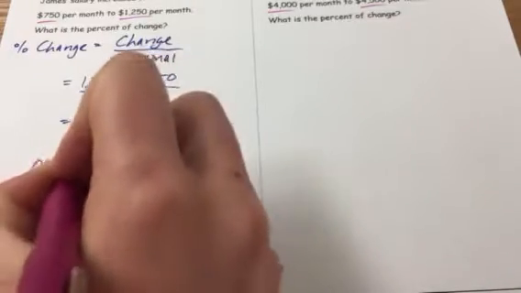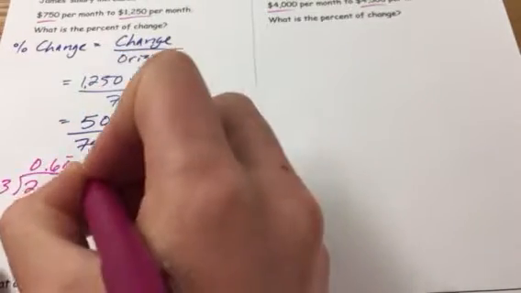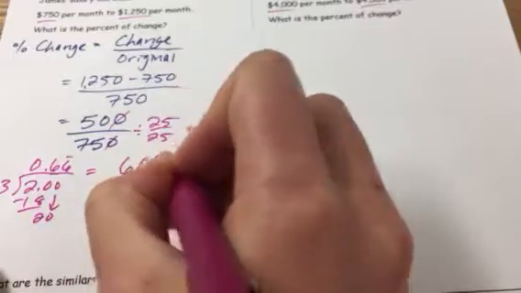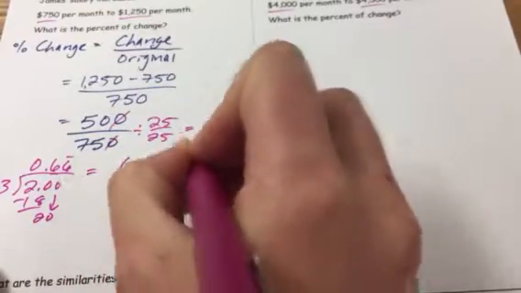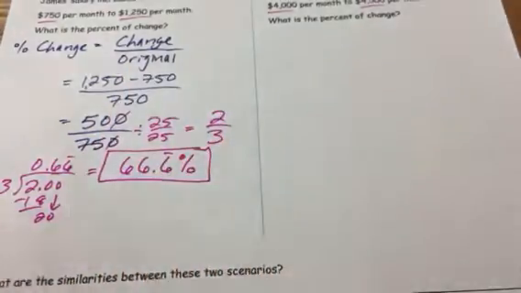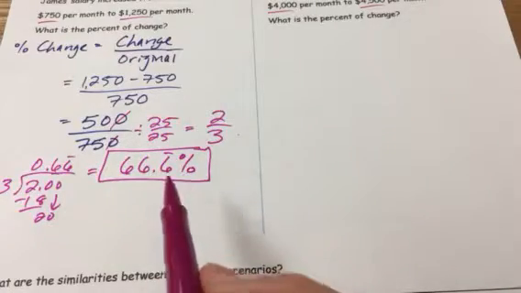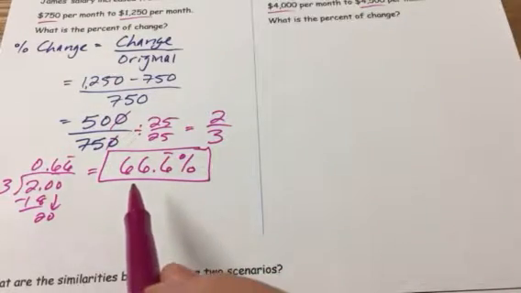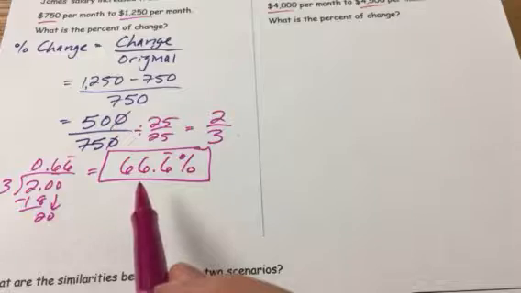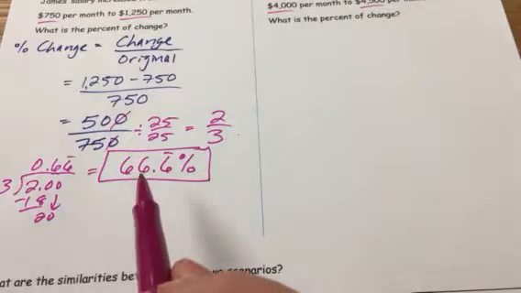I do believe I got a repeating decimal. So this is going to be 66.6 repeating percent. He is making 66, and if we round up, 67% more than he originally was. That is a significant portion.